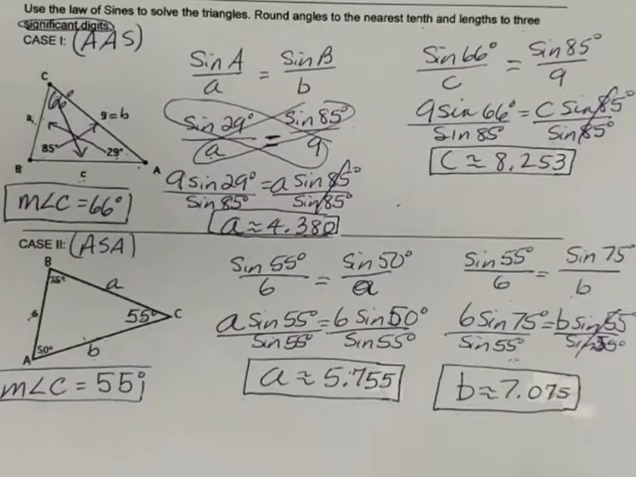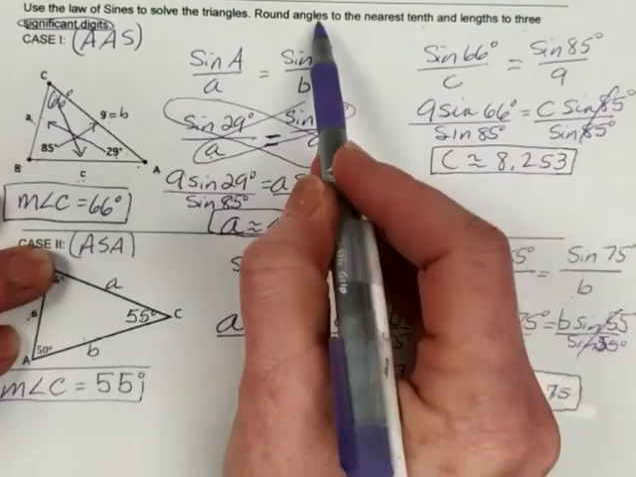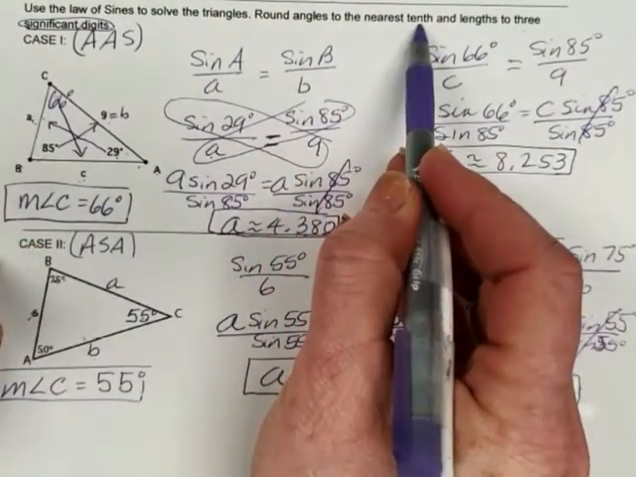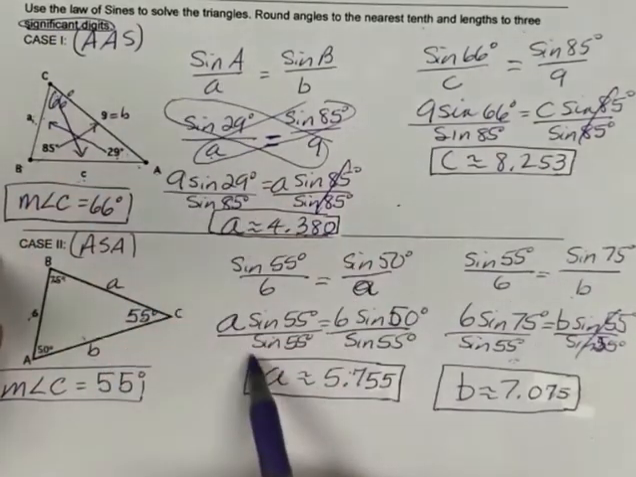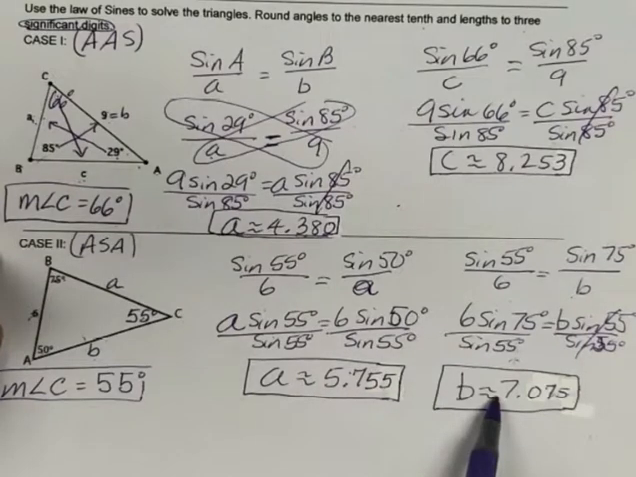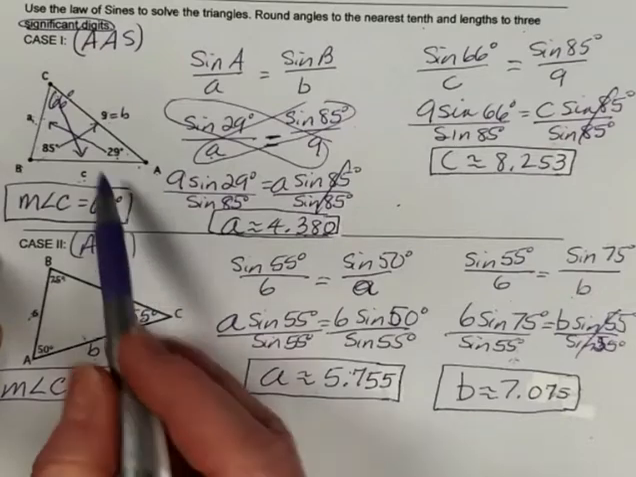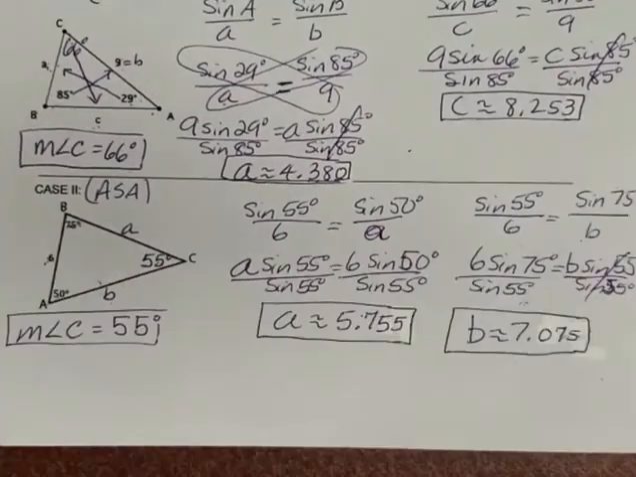Okay, after going back and looking at the directions, I realized I was supposed to round angles to the nearest tenth and lengths to 3 significant digits, so 3 decimal places. I went back and changed all of the lengths to round to 3 decimal places instead of 2. And the angle measures, I don't need to round to the nearest tenth because they're both whole numbers anyway.